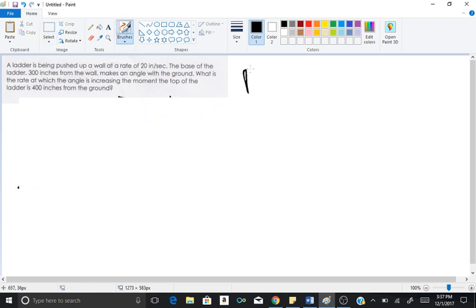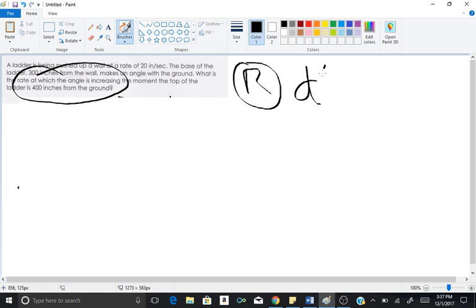Next, R. What's the rate we're looking for? Well, we already talked about that. It wants to know the rate at which the angle is increasing. So we're going to say d theta. We're looking for the change in theta. All right. So what you need to do now is think of an equation, right? We have to create some sort of equation where if I take the derivative, I'm going to have d theta. So our equation, whatever it is, has to have some theta in it.